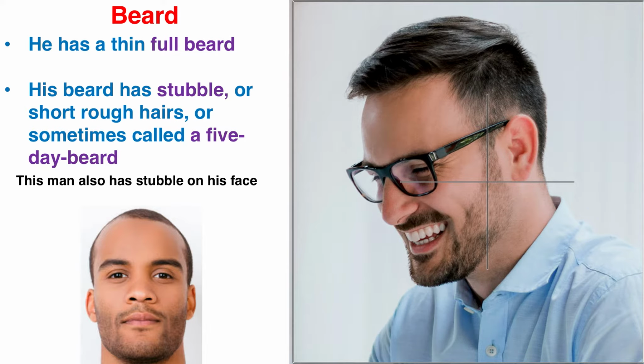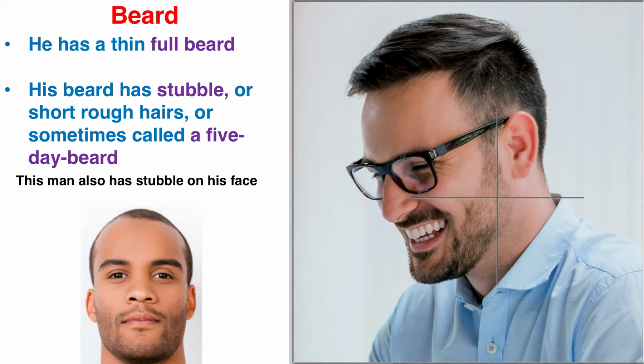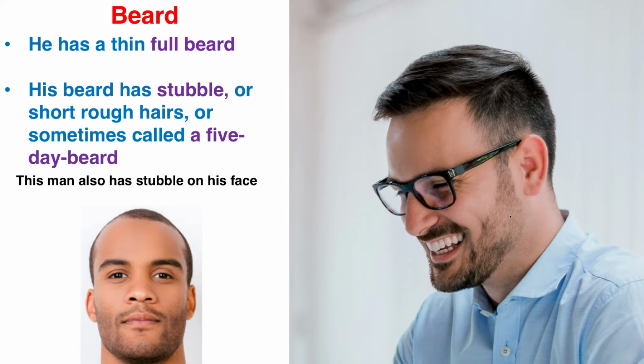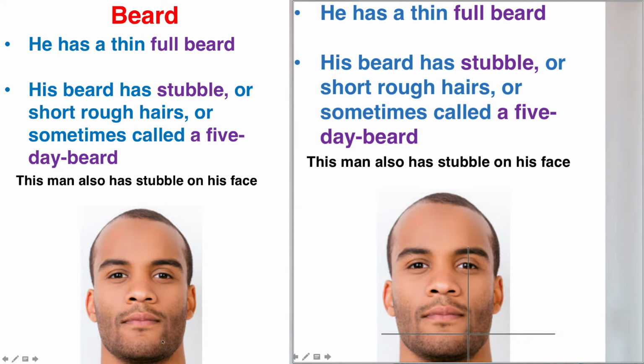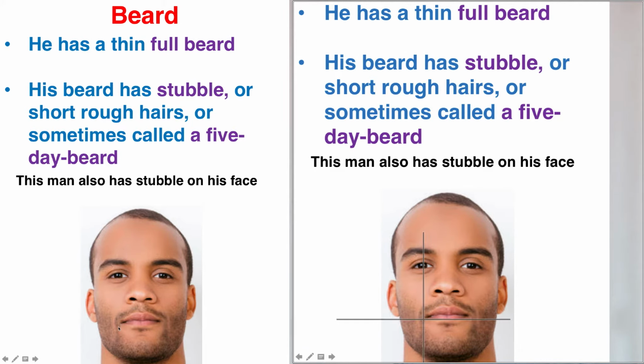Another adjective you could use to describe his beard is that it has stubble or is stubbly. And stubble are these short hairs here that you get when you don't shave for a few days. Women can have stubble on their legs. Men have stubble on their faces. For another example of stubble, look at this man. So he has a stubbly full beard too.